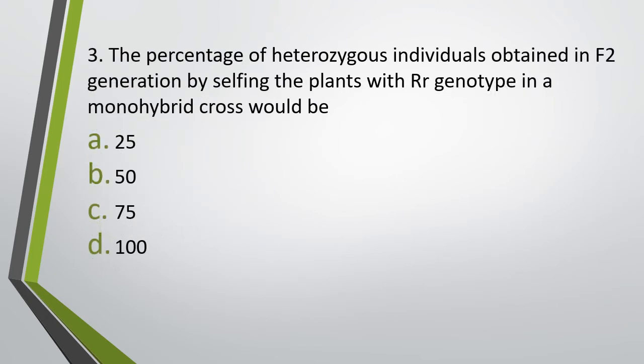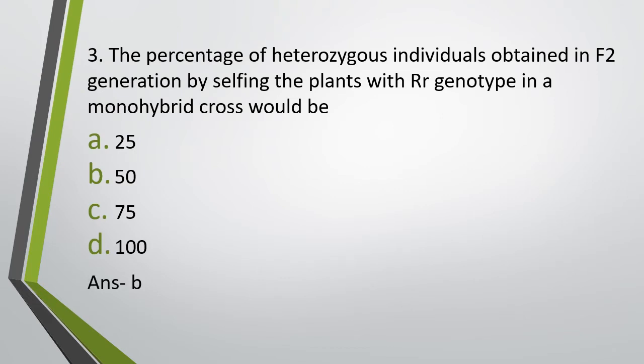Question number 3. The percentage of heterozygous individuals obtained in the F2 generation by selfing the plants with capital R small r genotype in a monohybrid cross would be 25%, 50%, 75%, or 100% in the F2 generation. The correct answer is option B, that is 50%.